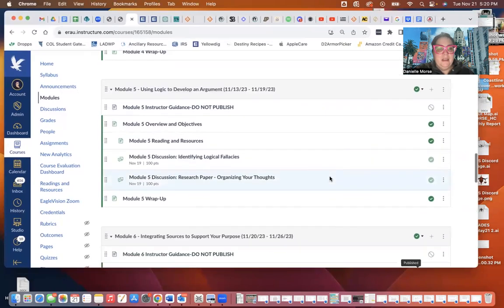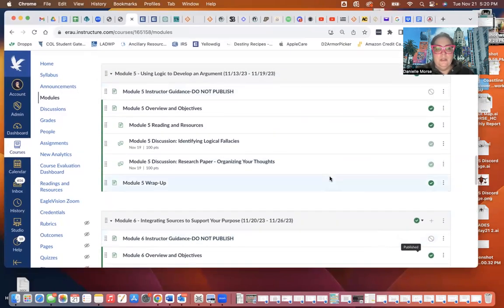Okay. And I just wanted to give a brief reminder of the work that we did last week for Module 5, which is titled Using Logic to Develop an Argument. So it's a really important connection to understand when writing research papers, particularly argumentative research papers, which is the type of research paper that you're doing for this class.